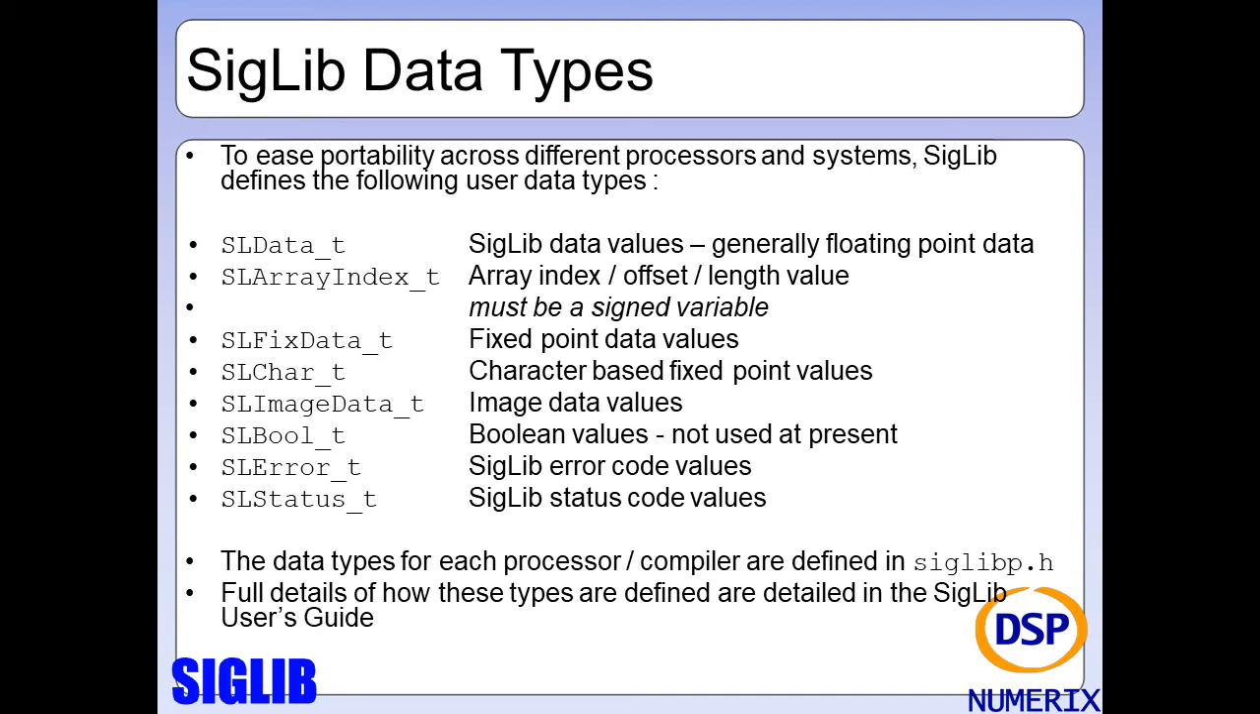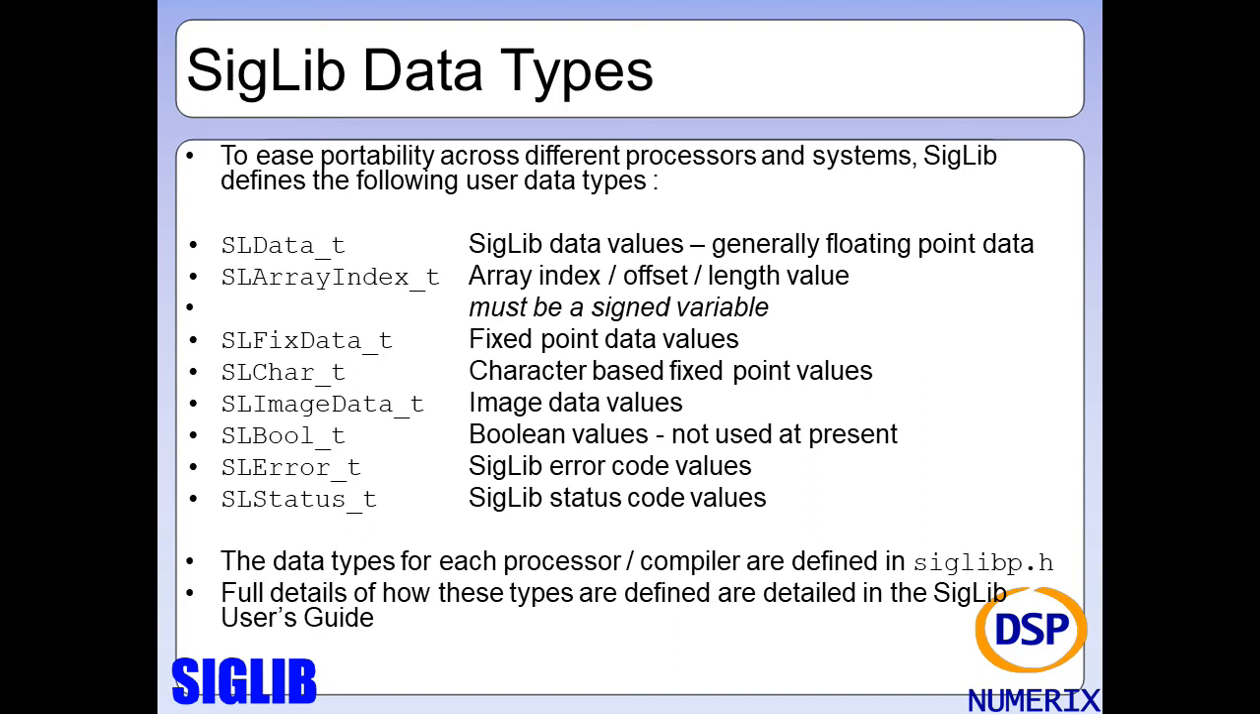So let us look at the different data types that are declared within SigLib_p.h. All of the SigLib data types are prefixed by the capital letters SL. The primary SigLib data type is SLData_T. This is used for all real-time data, generally floating point, but it could be fixed point as well. For accessing arrays, SigLib includes the data type SLArrayIndex_type. So all of your array index and length variables would be declared of type SLArrayIndex_type.